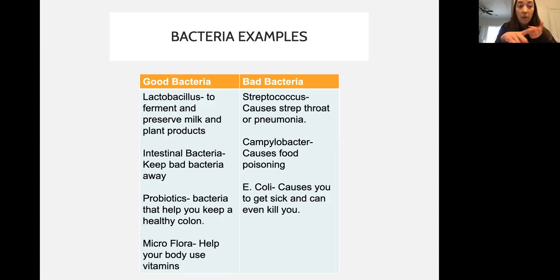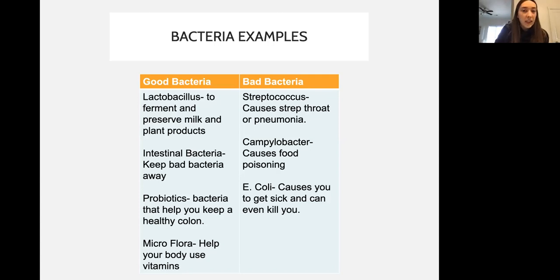Yogurt has good bacteria in it. You might have heard of kombucha. It's a fermented probiotic tea that's really good for your gut health. Pickles are fermented, so they have probiotics in them. Kimchi, sauerkraut, if you can think of any other examples of probiotics. But we want to make sure we're doing probiotics with antibiotics so that we don't develop antibiotic bacterial resistance.